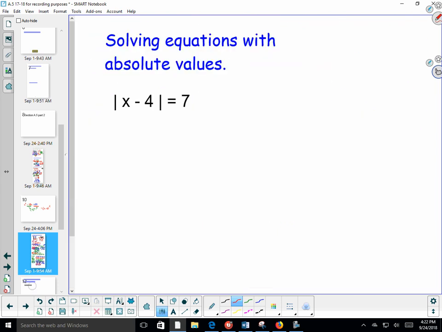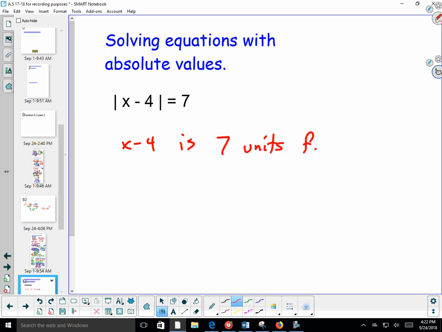All right, let's take a look at one last thing on this 8.5 part 2 video. This one is solving equations with absolute values. So I think you learned how to do this in Algebra 1, but let's review. Remember that x minus 4 in an absolute value equals 7 means that x minus 4 is 7 units from 0 on a number line.